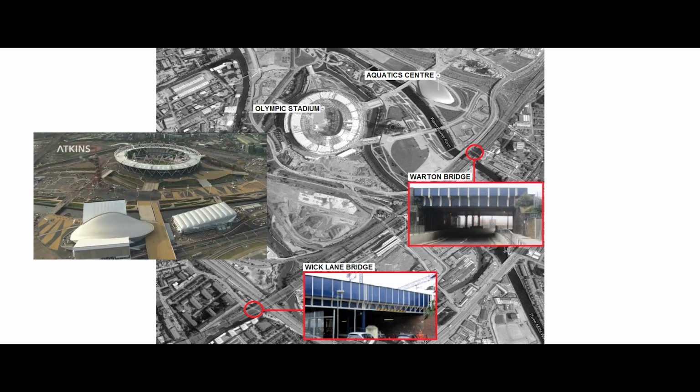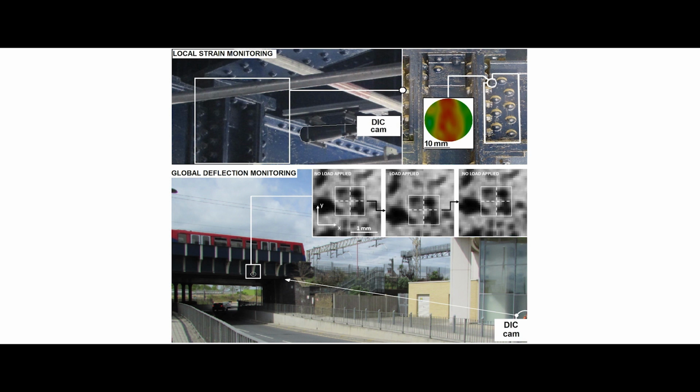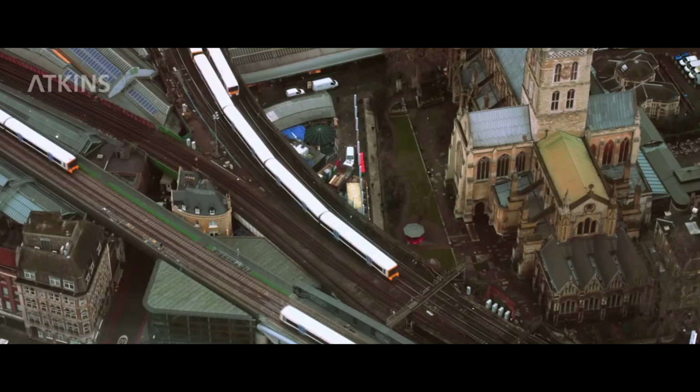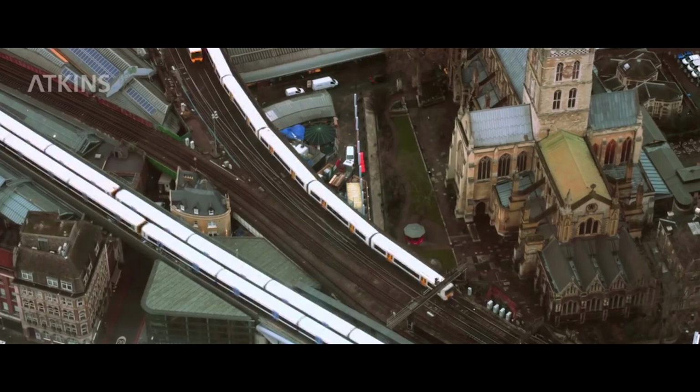DIC was used for each structure, one using a local monitoring approach to investigate stresses at a fatigue-sensitive detail with a view to avoiding the need for strengthening, and the other using a global monitoring approach to evaluate deflections of the impact damaged girder, also with the view to avoiding the need for immediate remedial measures. The data were acquired without the need for any rail or road possessions and quantified the true behavior in these complex areas, leading to the conclusion that the defects could be tolerated.